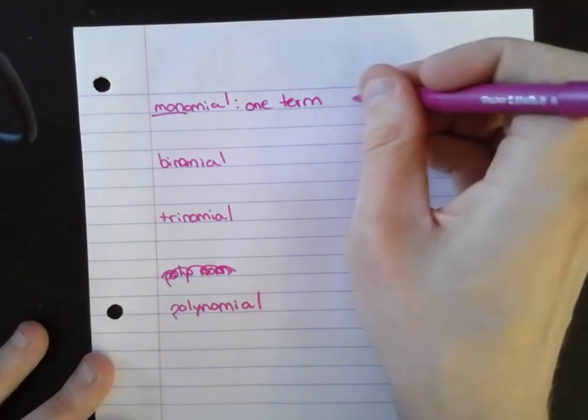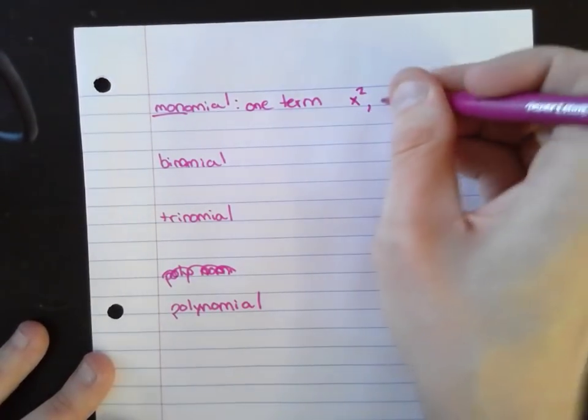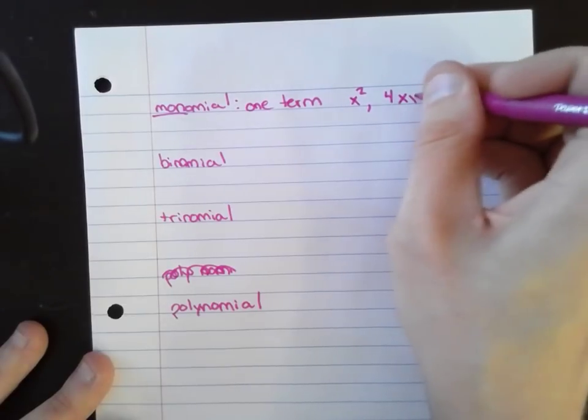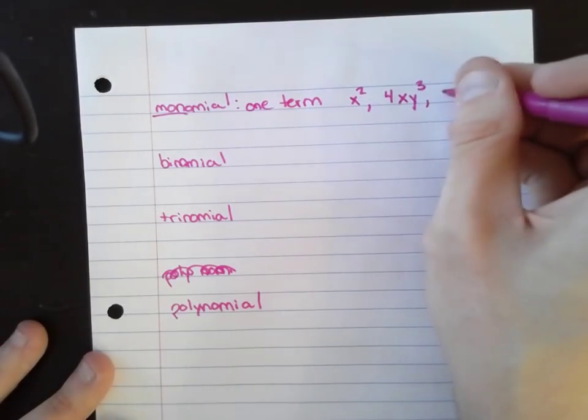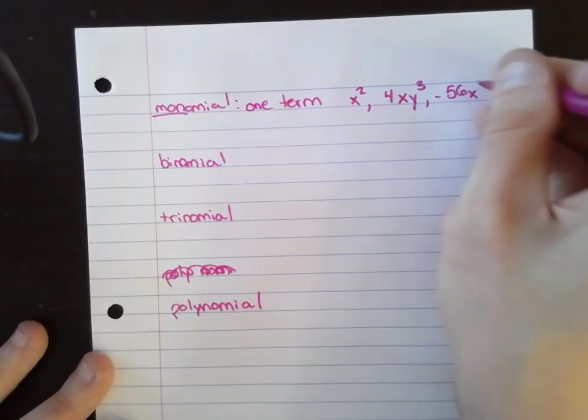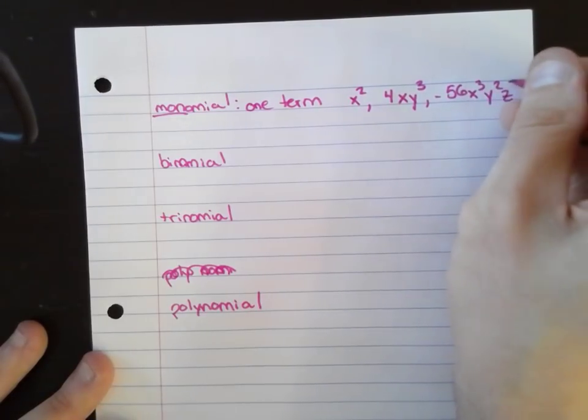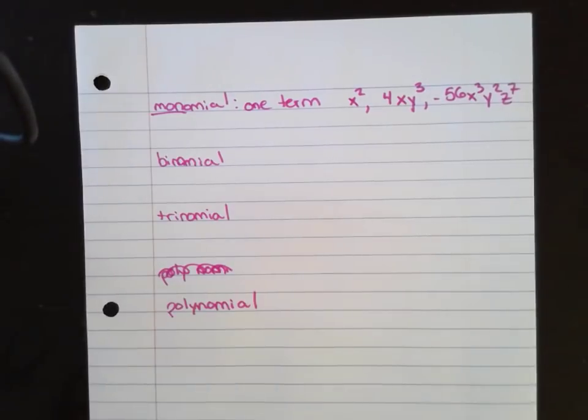It could be x squared. It could be 4xy cubed. It could be negative 56x cubed y squared z to the 7th. I'm just making things up. Those all have 1 term in them. And again, remember, it has to be separated by addition or subtraction. If it's not separated by addition or subtraction, it's 1 term. No matter how many variables, no matter how many numbers you throw in there, it's still 1 term unless you have addition or subtraction.